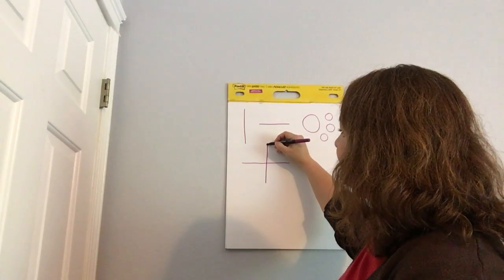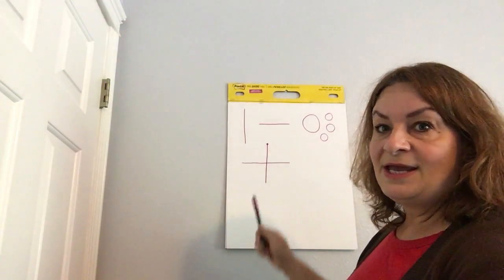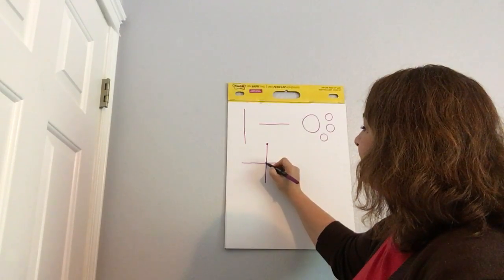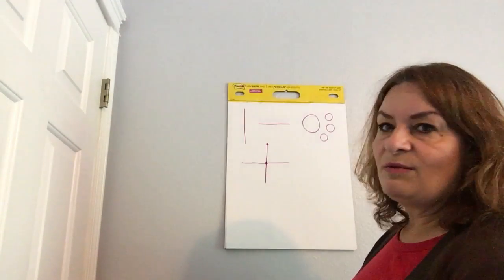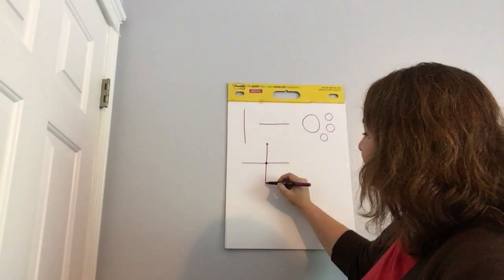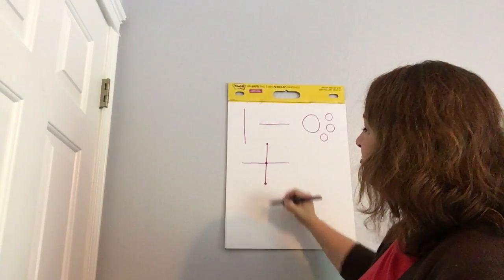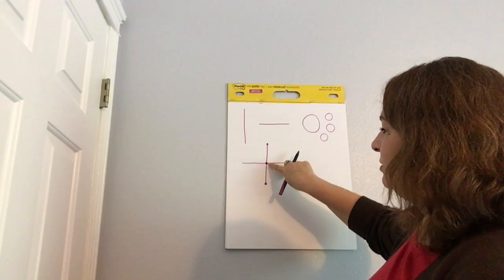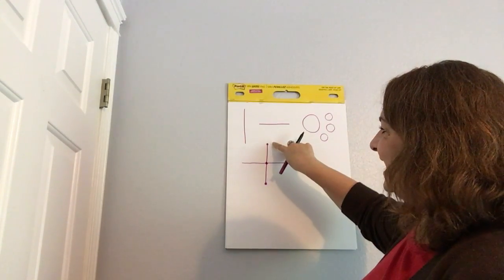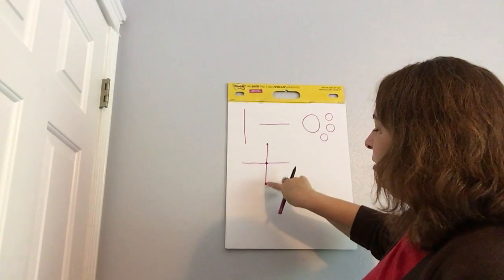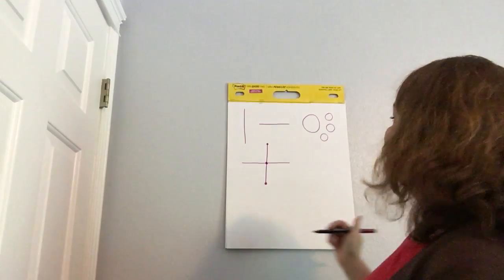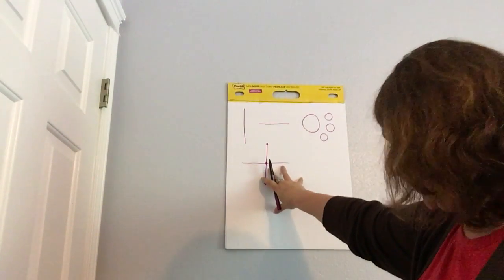Now, if I were to make a circle here, this circle would be the top. This circle right here would be the middle. And this circle right here would be the bottom. Top, middle, bottom. Top, middle, bottom. So we've got our plus sign.